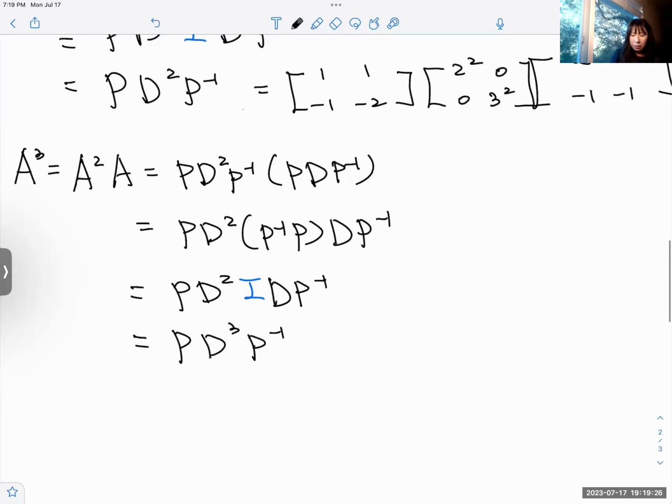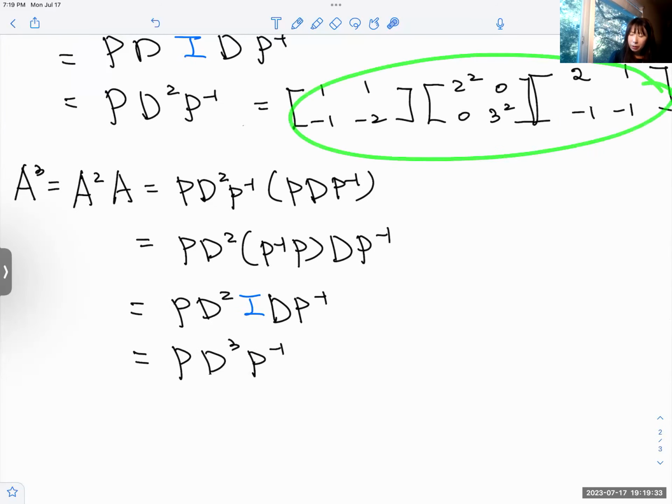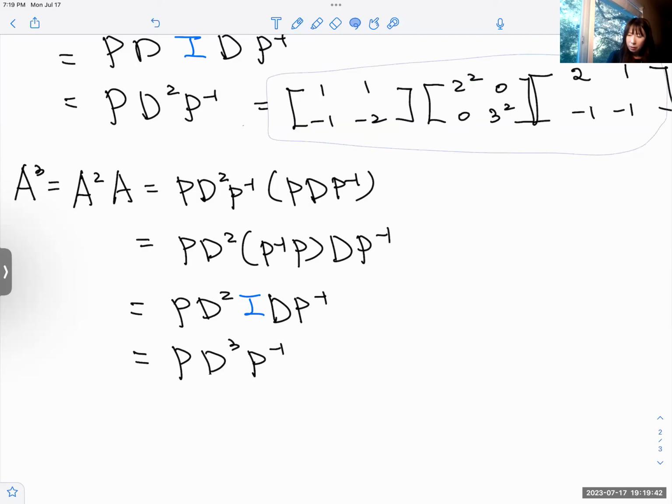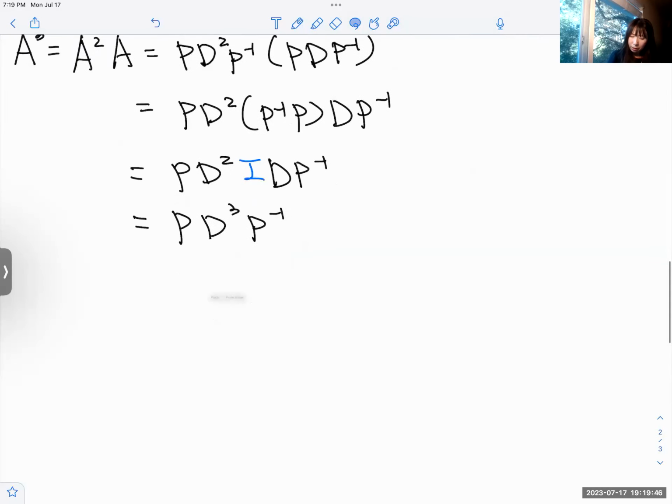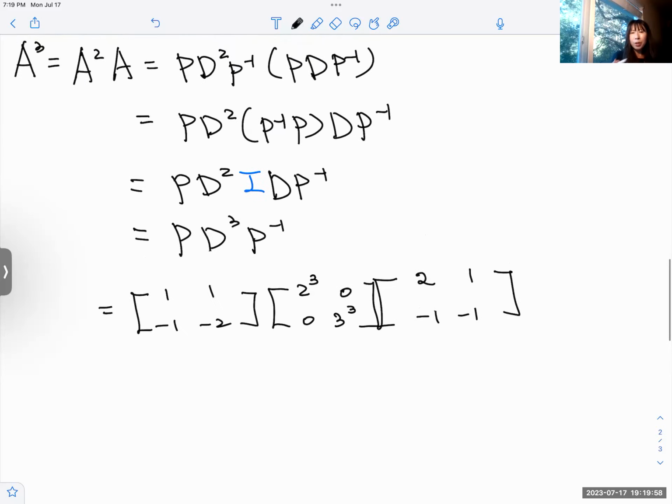Now we can see the pattern. Let me rewrite it as this one. Everything is the same; we are changing only 2 cubed, 3 cubed, right? So this is the one. Copy that. Cube.